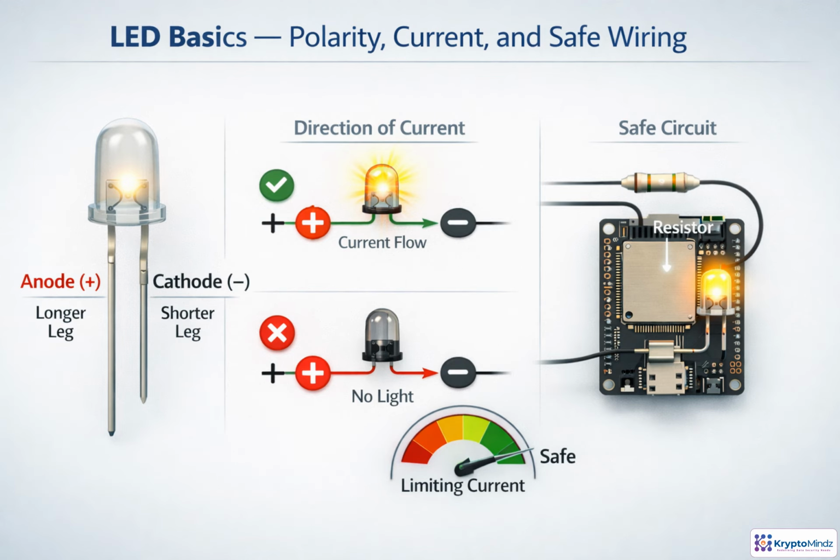An LED is directional, so wiring it backward is a common beginner mistake. The positive side is the anode, usually the longer leg. The negative side is the cathode, usually the shorter leg, and often marked by a flat edge on the plastic body. For the LED to light, current must leave the ESP32 output pin, pass through a resistor, enter the anode, exit the cathode, and return to ground. The resistor is not optional. It protects both the LED and the ESP32 pin by limiting current.